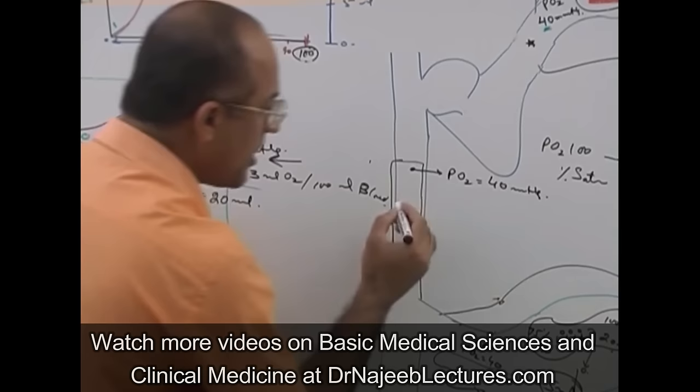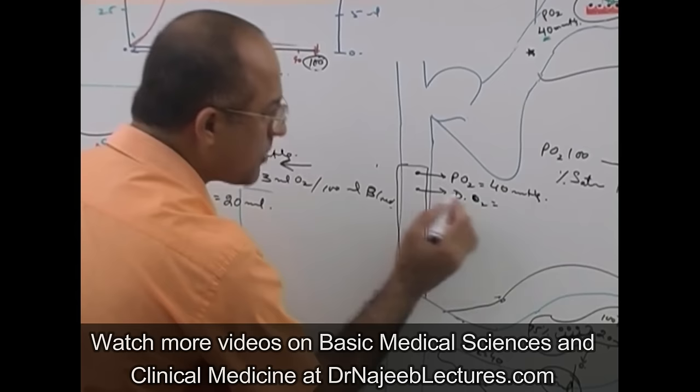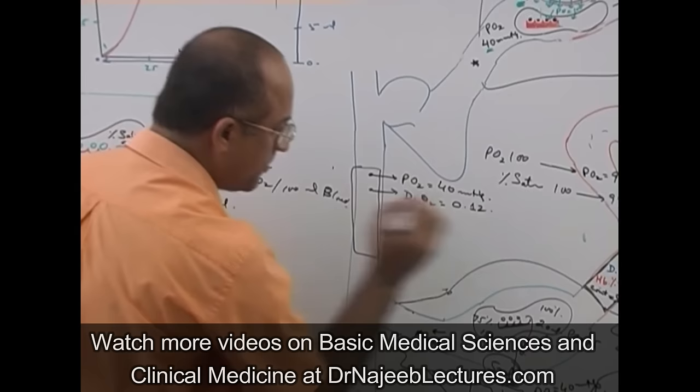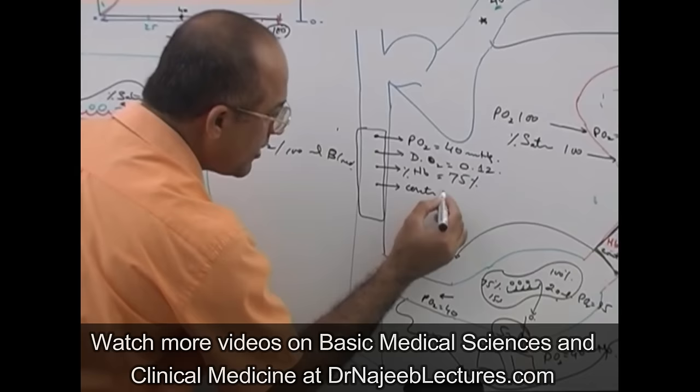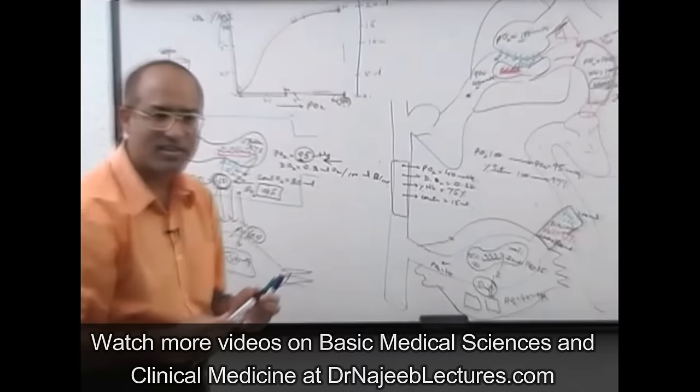This blood going back, what is the partial pressure here now? 40. Partial pressure of oxygen is 40 millimeter of mercury. What is the dissolved oxygen? I have not told you, so you will make a mistake. But anyway, dissolved oxygen here was 0.3. Here it became 0.12. And what is the percent saturation of hemoglobin? Yes, 75%. And what is the content? 15 ml of oxygen. Is that right?